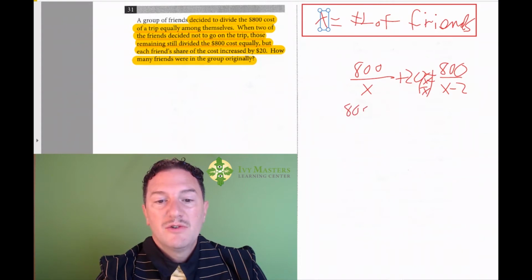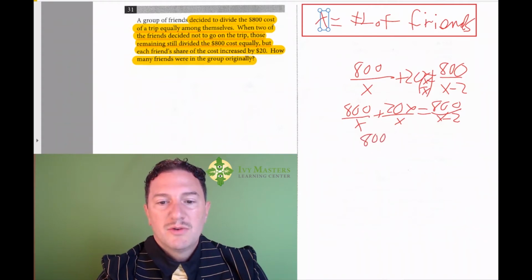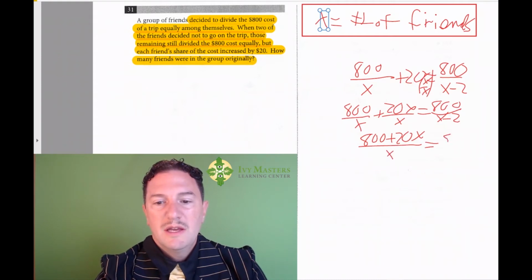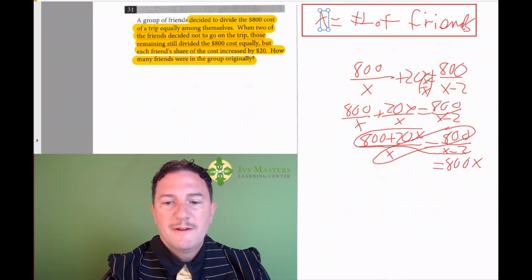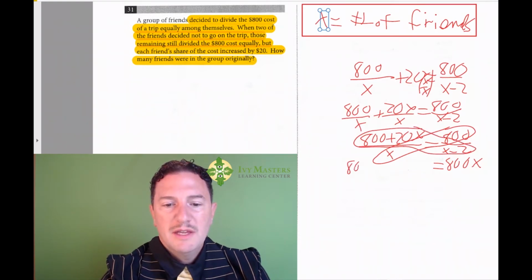So then I have 800 over X plus 20X over X equals 800 over X minus 2. And then I've got 800 plus 20X over X equals 800 over X minus 2. And now what I could do is cross multiply and set equal. So multiplying this side, I get 800X. And multiplying this side, I'd actually have to FOIL. So I'd get 800 plus 20X times X minus 2.